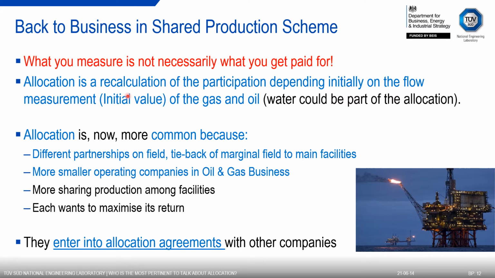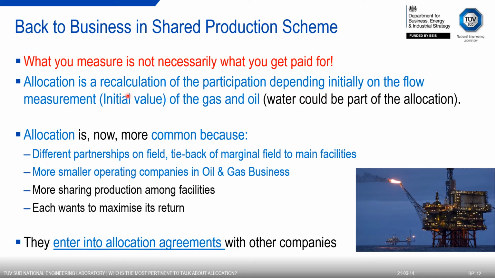First statement, and I put it in red here: what you measure in terms of production is not necessarily what you get paid for. You may be surprised by that, but it's because your quality of measurement may not be outstanding compared to the fiscal measurement, for example, and then we need to do a recalculation of what you are claiming against what was sold. This is essentially the allocation process. It can be done on the gas, on the oil, and you could imagine also on the water. The allocation is becoming more and more important for multiple reasons, and I try to highlight them in this slide.